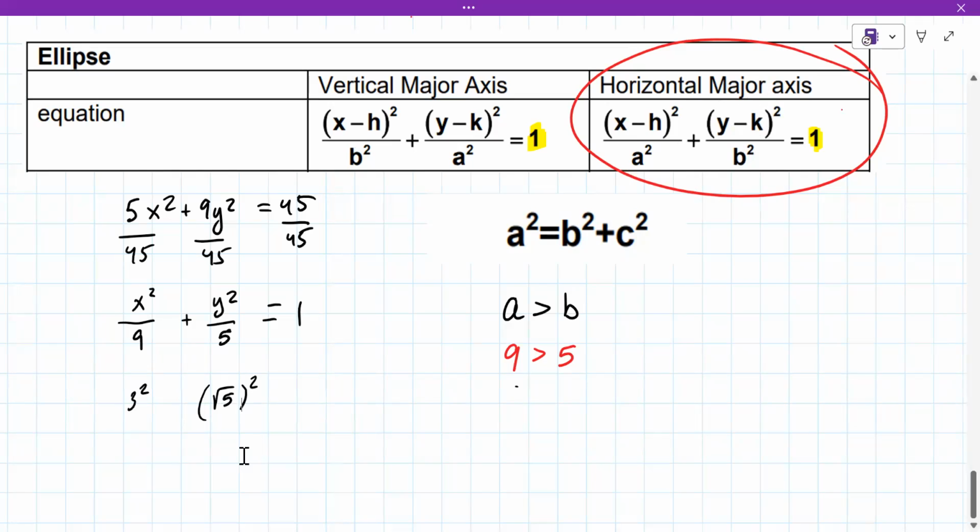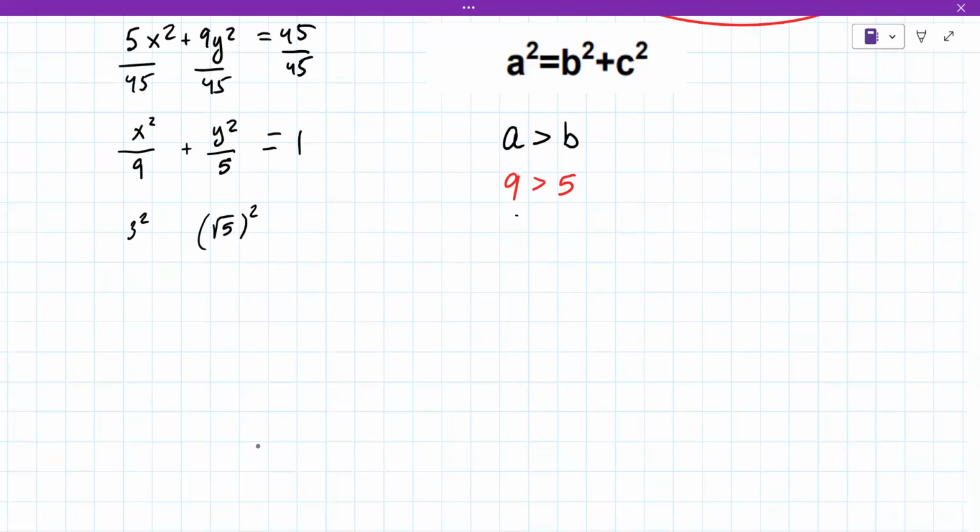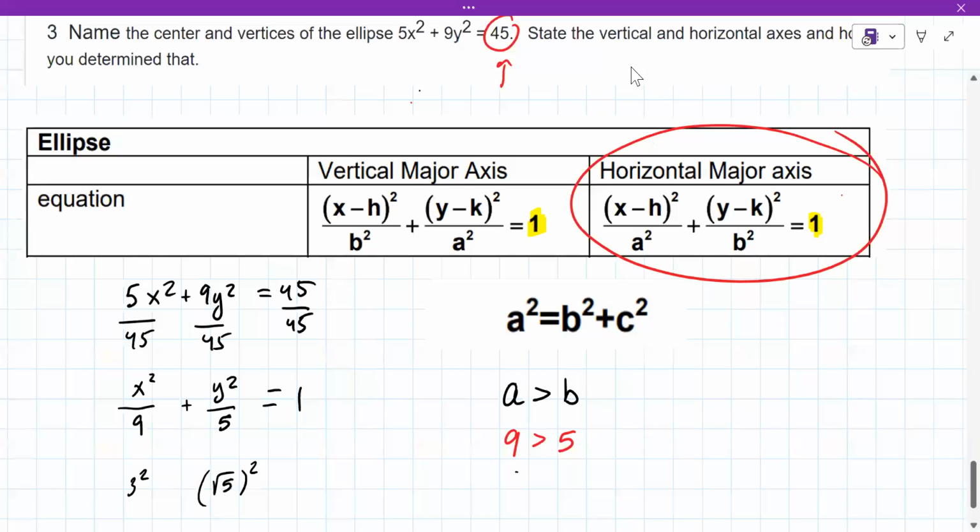Okay. So I know it's like a long setup and a short punchline. So the equation is x squared over 3 squared plus y squared over square root of 5 squared equals 1. And this is a horizontal major axis, okay? So to find the center and the vertices, we have formulas. All right, so I'm going to snip those in next.